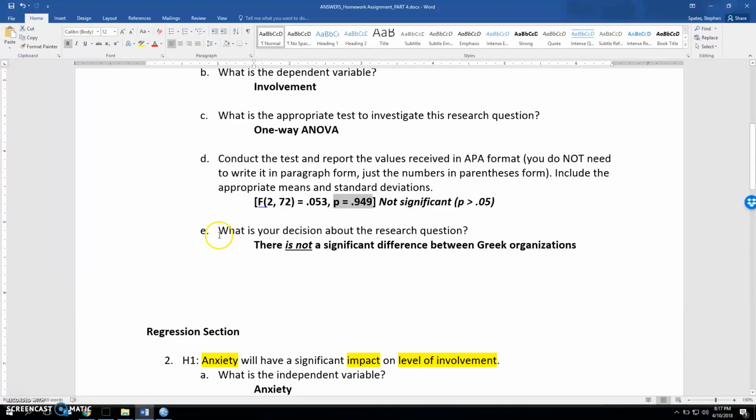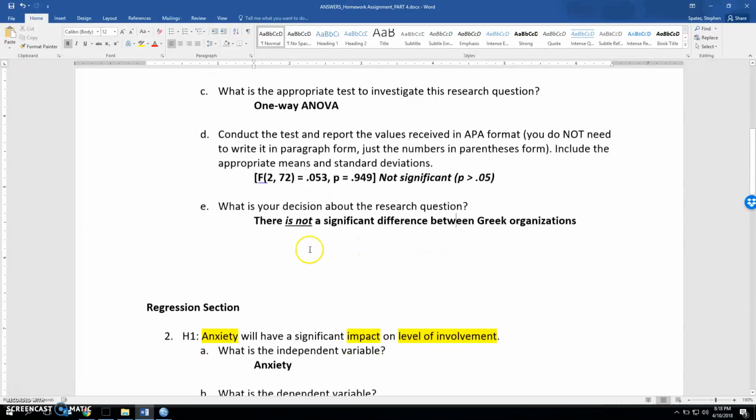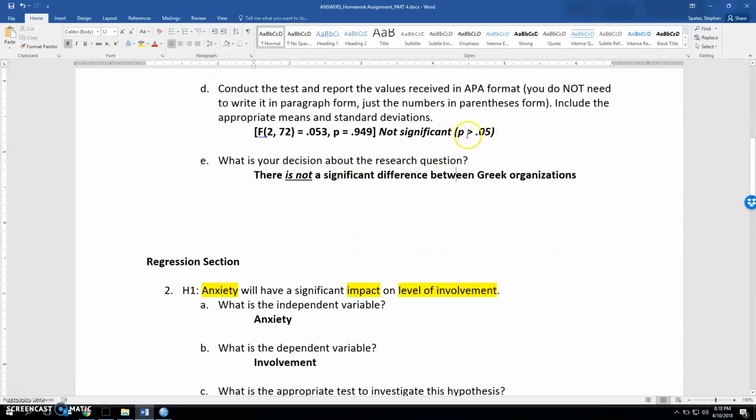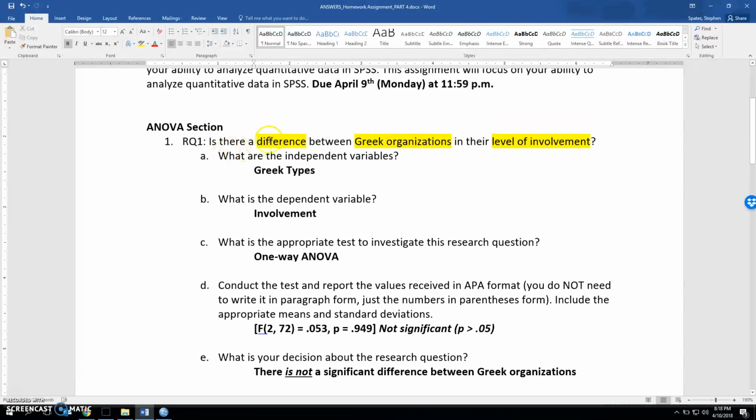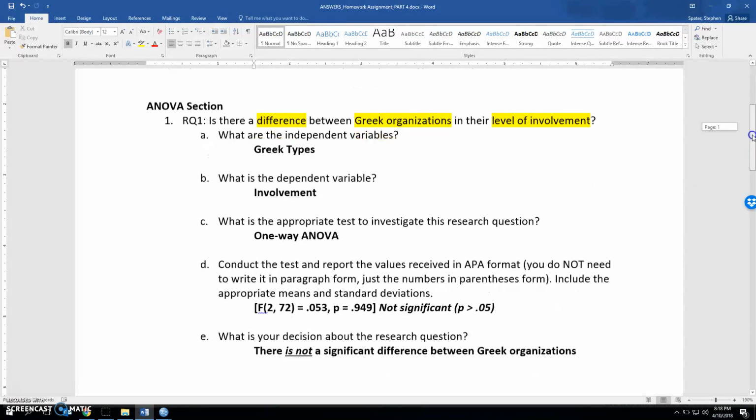For part E, our last question, which is asking us what is the decision, there is not a significant difference between Greek organizations. And we know that it is not significant because P was greater than 0.05. So the differences that are shown, the statistics that are revealed, are not significant. That completes the ANOVA section. Since many of you won't be using that style, we only did one.